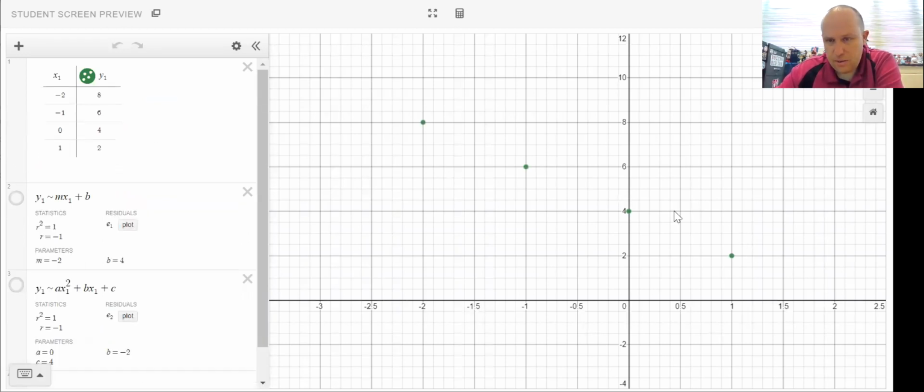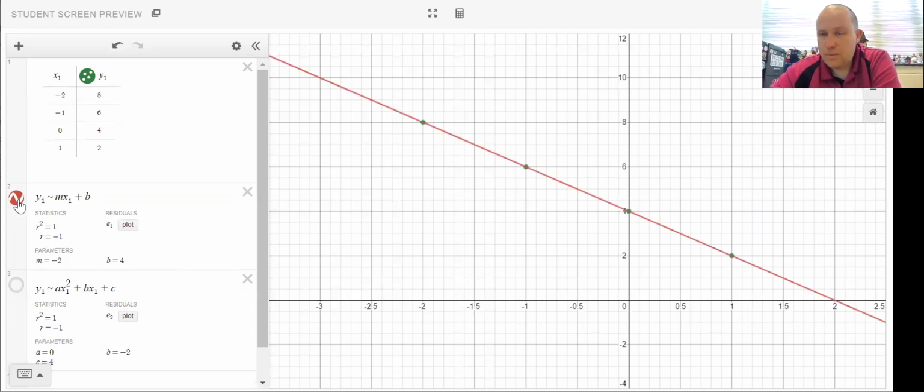And as you're looking here, you can kind of see straight away, this is a perfect straight line. So I would want to type in my rule, y1 tilde mx1 plus b. And when you have just two numbers, the first number is the number of x's, and the second number is just the number by itself. So this would be negative 2x plus 4.